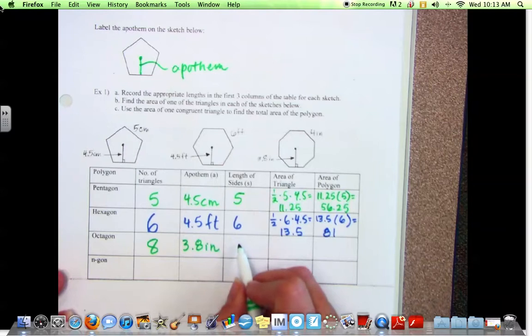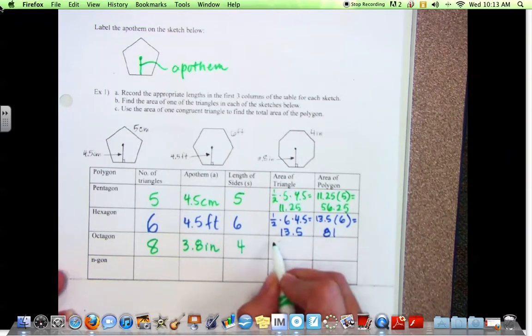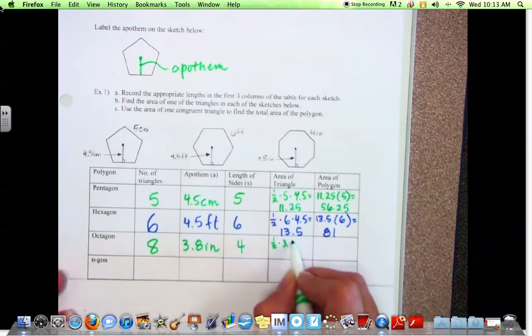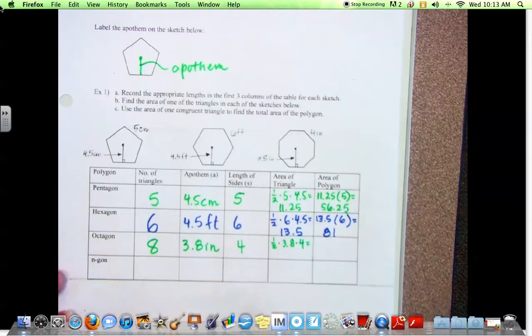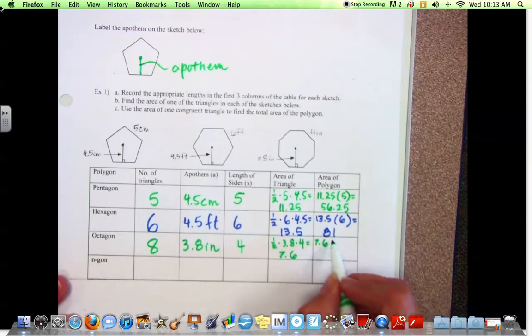4. So to find the area of one triangle, what do we do? 4 times 3.8 divided by 2, which equals 7.6. But I multiply that by 8 since it's 8 sides. There are 8 triangles, and that gives us 60.8.